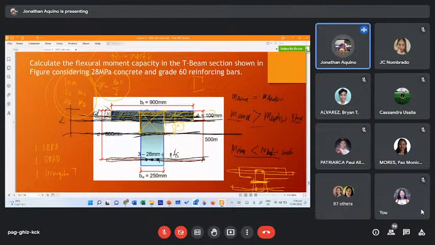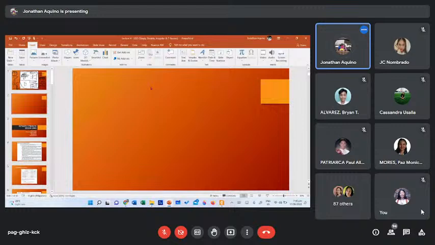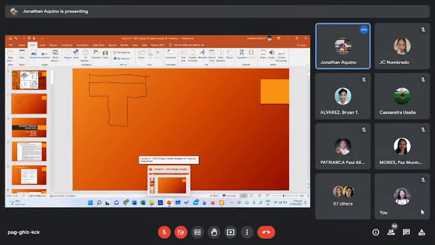From this given problem, we don't know the location of the neutral axis. As I said before, it might be within the flange or within the web. So first, you always assume. Although you can directly compute, the problem is if the assumed location of the neutral axis is wrong, your answer will be negative, and then you will panic. So first, this one is 900 millimeter, and this one is 250.